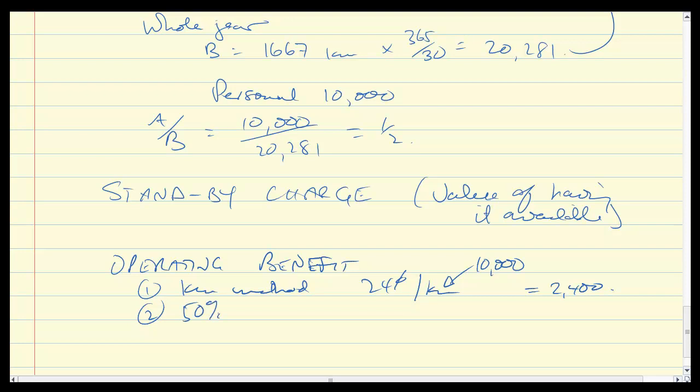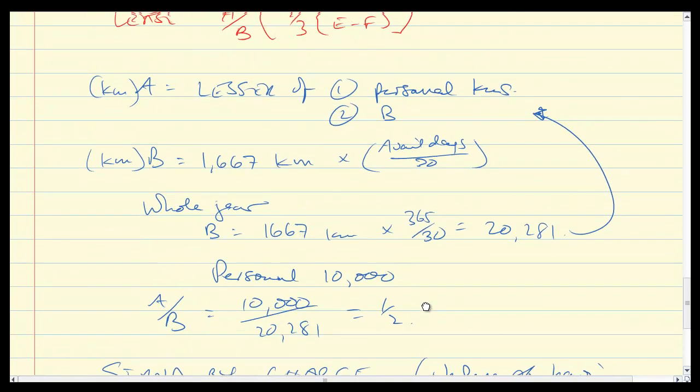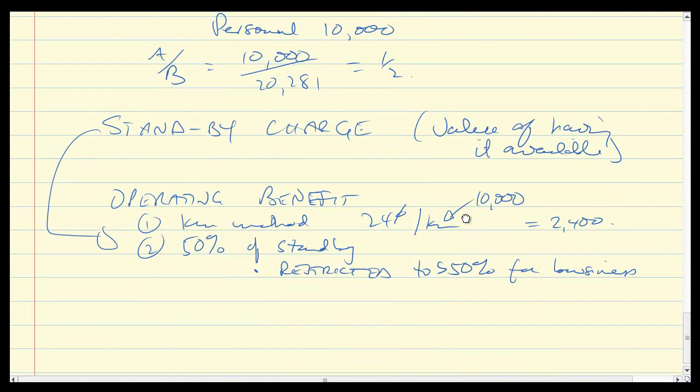The other one is 50% of the standby charge. So whatever you calculated here as your standby charge, 50% of it can serve as the operating benefit. But this one is restricted to cars that are used more than 50% for business. Okay, so this stuff takes a while to get our heads around, but hopefully this conveys the basics of it, and as you work through the examples in the text, it'll start to solidify a little bit.